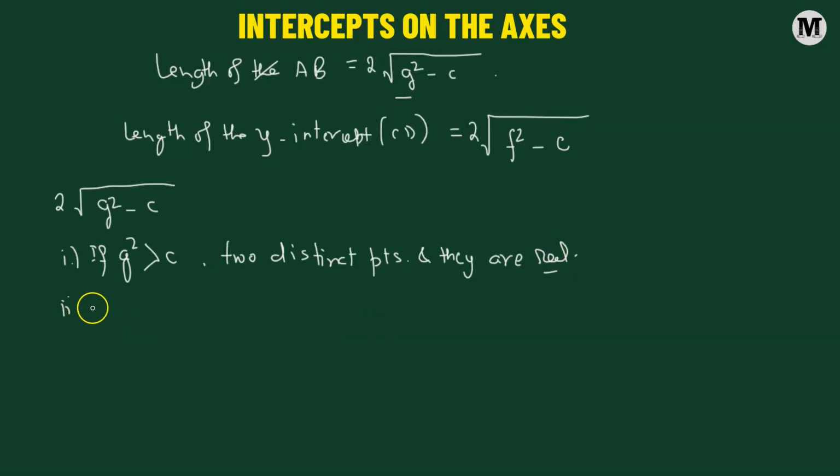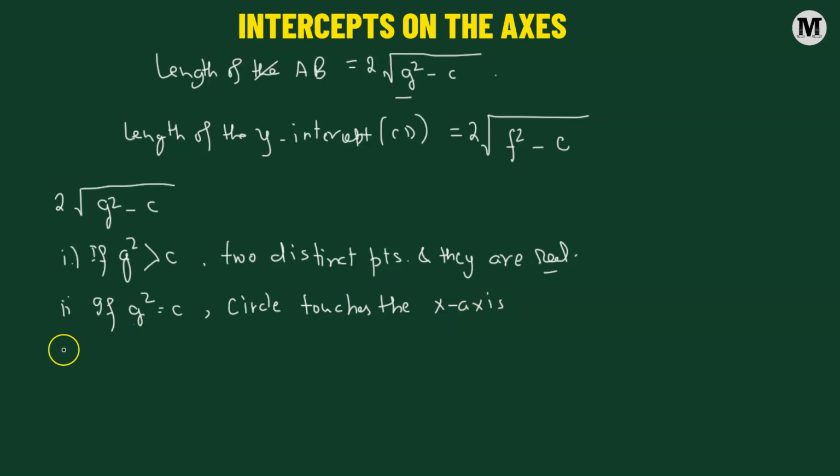Then the next condition is, what if g squared comes out to be equal to c? That simply tells us that the length of the x-intercept is 0. If the length of the x-intercept is 0, it simply means that the circle is going to simply touch the x-axis.